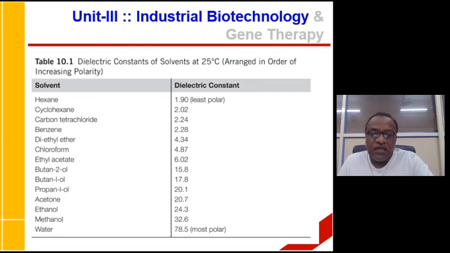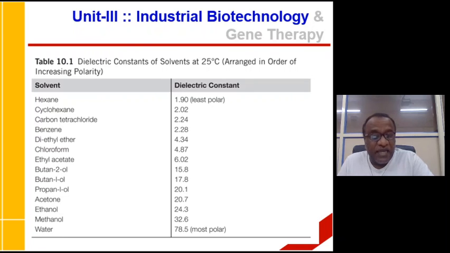Now this table gives you an idea about various solvent systems and their dielectric constant. It goes from the least polar to the most polar, from hexane up to water. Now this dielectric constant is a measure of the degree of molar polarization of the compound. If this value is known, it is then possible to predict whether a compound will be polar or non-polar, with a high value indicating a highly polar nature of the compound.